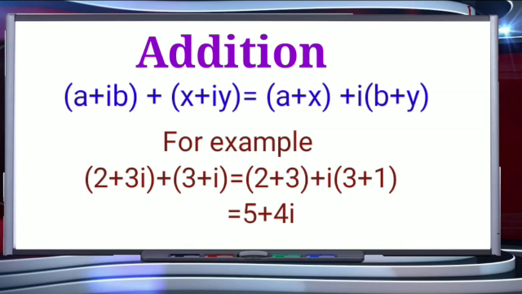Here we have 2 plus 3 iota plus 3 plus iota, which is equivalent to 2 plus 3, both the real parts, plus iota times both the imaginary part, which reduces to 5 plus 4 iota.